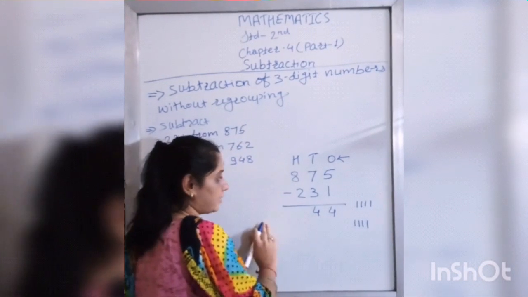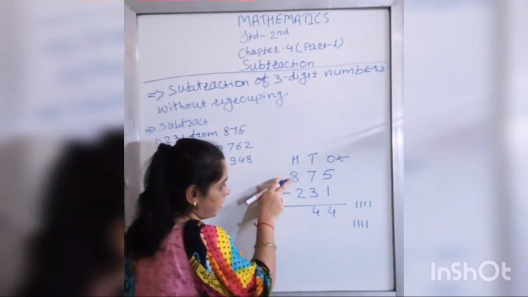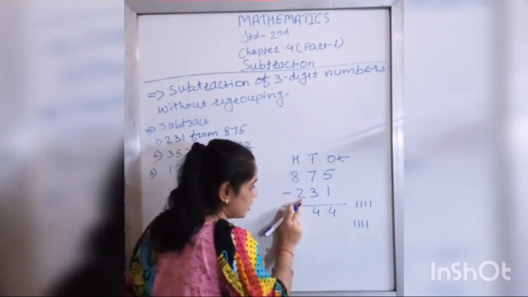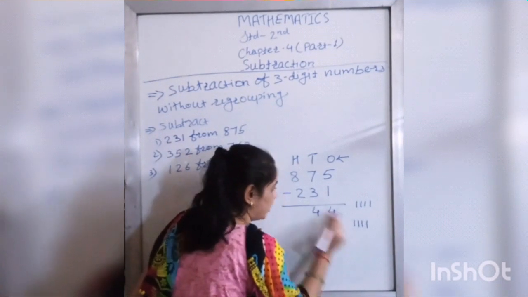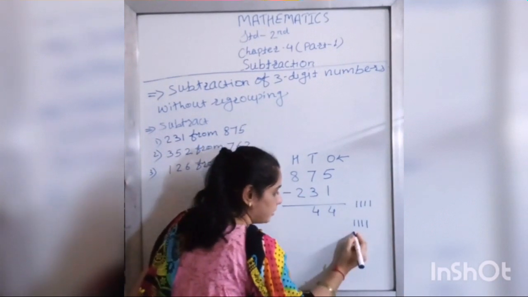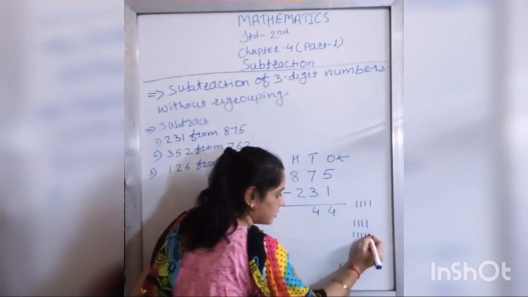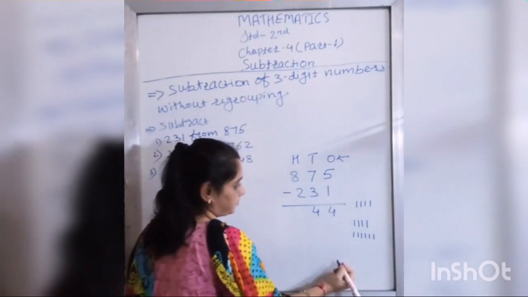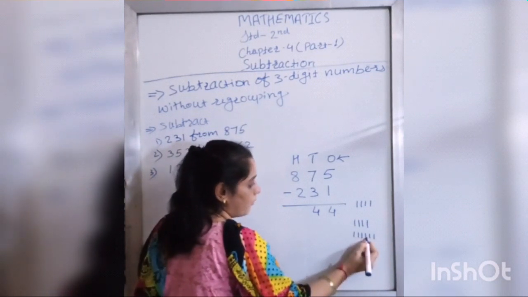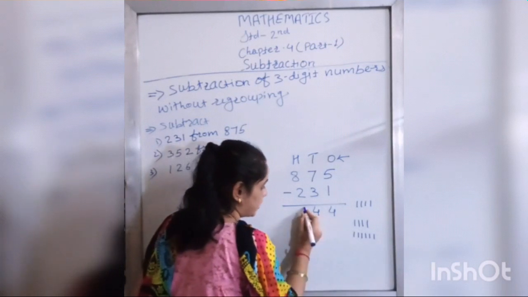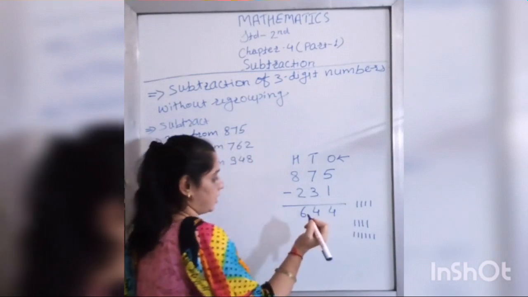Now we'll subtract the numbers on the hundreds place. What are the numbers? 8 minus 2. Start counting after 2 till we get 8: 3, 4, 5, 6, 7, 8. Count these lines. 1, 2, 3, 4, 5, 6. So 8 minus 2 is equal to 6.